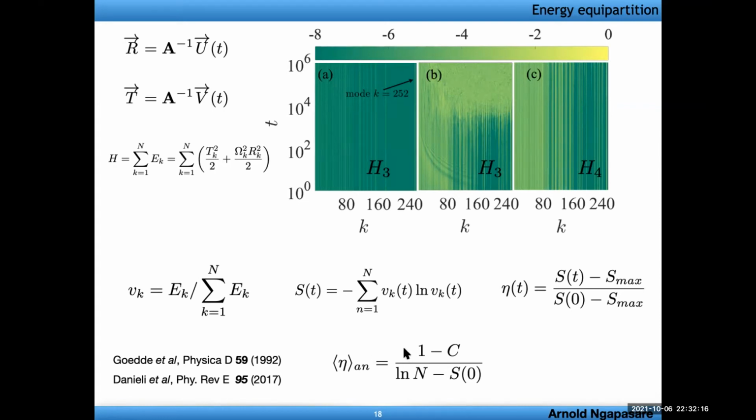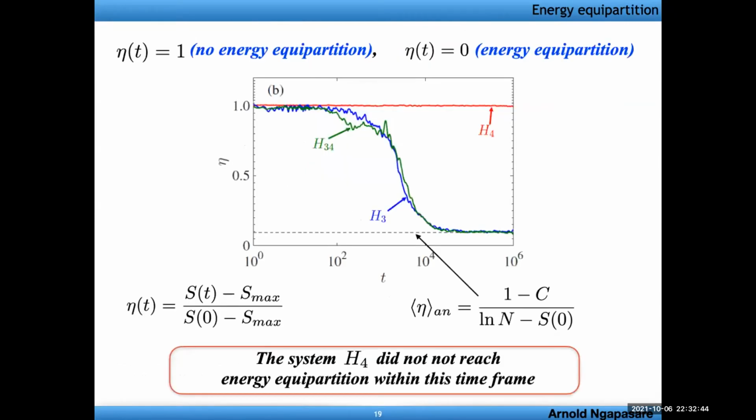So we also compare our numerics with the analytical value at equipartition, which we can obtain from this relationship where C is the Euler constant. You can check from these references how this numerical value of the entropy at equipartition was also used in these papers. And when we do that, we see that our numerics agree with this analytical value, which I'm showing by this dashed line here. What we can also see from these results is that indeed H34 and H3 give practically the same results, whilst in H4 we remain close to one, which means that we still have more or less dynamics that are similar to what we initially excited.